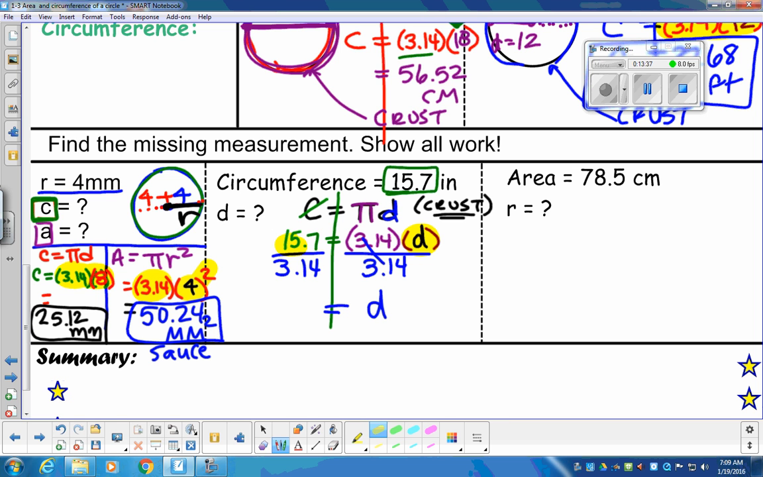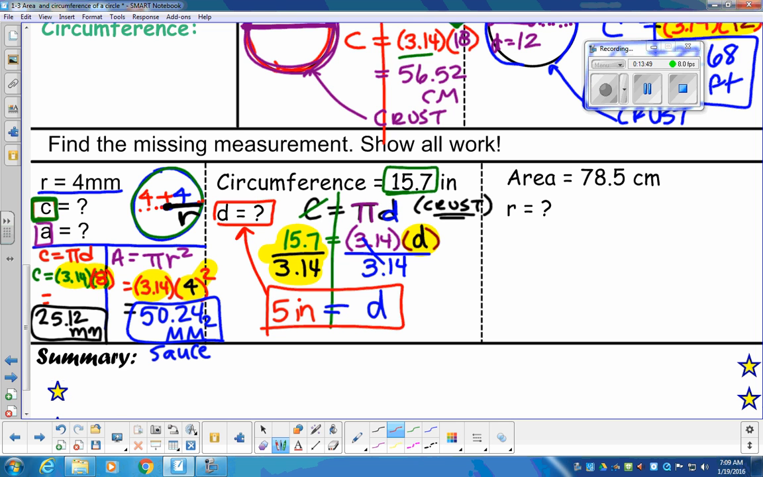Everybody should be typing that in right now. 15.7, there's your division sign, by 3.14 on the left-hand side. You should end up with 5 inches. So the diameter of this pizza, as we were looking for right here, is 5 inches. The line that goes from side to side passing through the center is the diameter. All right, guys, we're almost there.